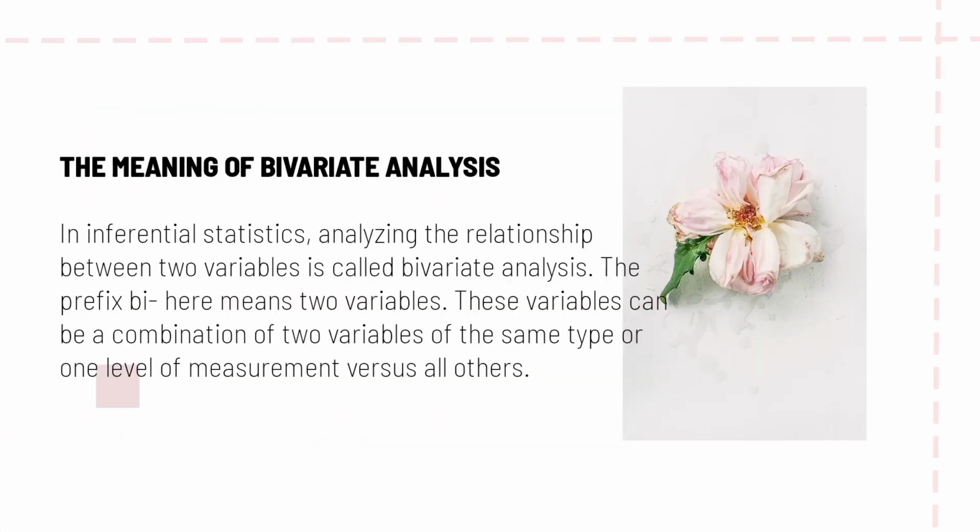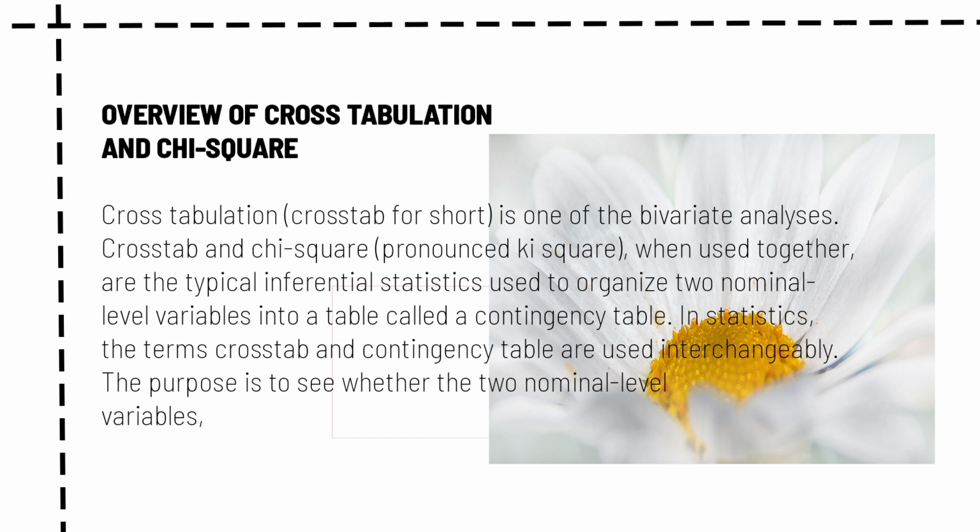The next page is the meaning of bivariate analysis. Inferential statistic analyzing the relationship between two variables is called bivariate analysis. The prefix bi here means two variables. These variables can be a combination of two variables of the same type or one level of measurement versus all others. The third one is overview of cross tabulation and chi-square.